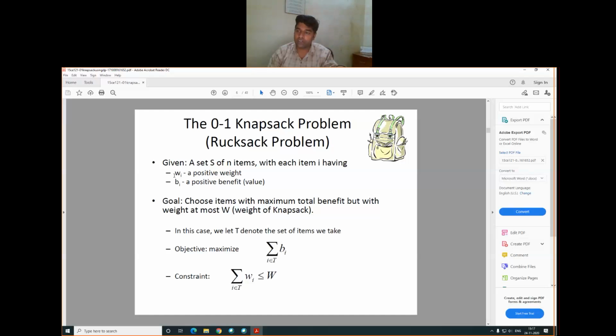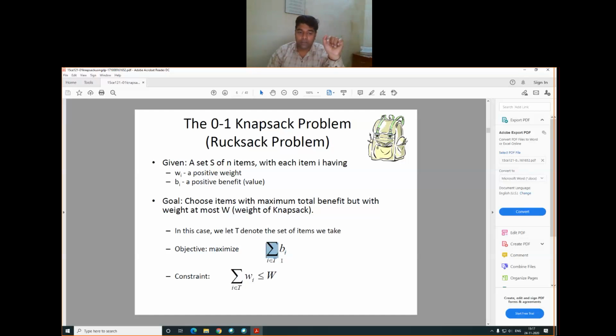Small w of i indicates the weight of the item. Capital W indicates the weight of the knapsack. B of i is the profit, the value or positive benefit. These three abbreviations you know very well. In this case, we let T denote the set of items we take, and the objective is to maximize the sum of B of i.